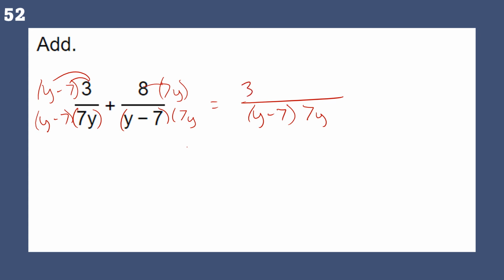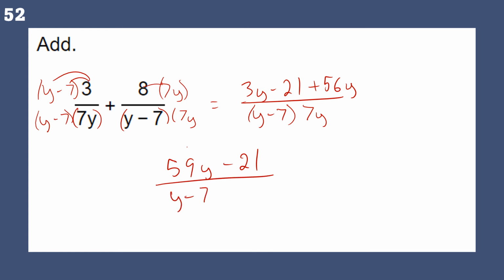We get 3y minus 21 plus 56y. I can combine those, so I'm going to combine the y's on the top. And so that would give me 59y minus 21. And the denominator is still just y minus 7 and 7y. Before we close this out and say we're done, we need to check to see if we can factor the numerator at all. Okay, so what can I take out of both of these? Is there anything I can take out of both of them?